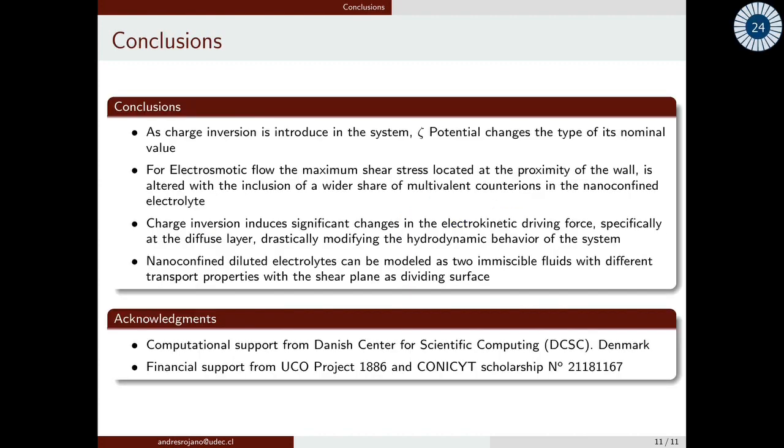And finally, I would like to present my conclusions, which basically state that as charge inversion is being developed in the system, it further modifies its hydrodynamic behavior by a buildup of the solid-liquid interactions, changes in the electrokinetic driving force, specifically at the diffuse layer, and modifying the zeta potential.